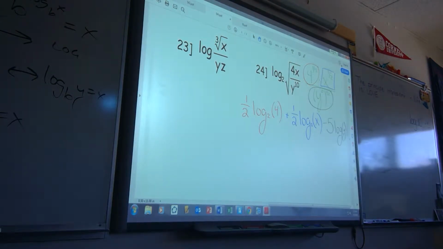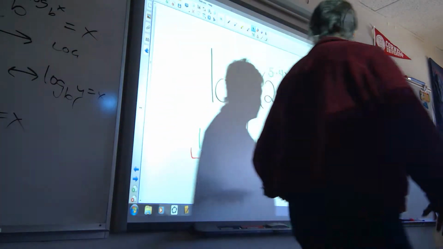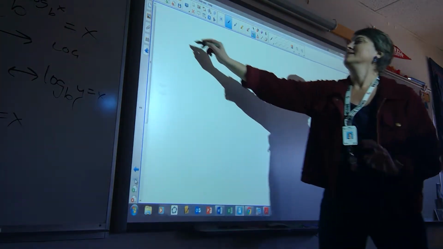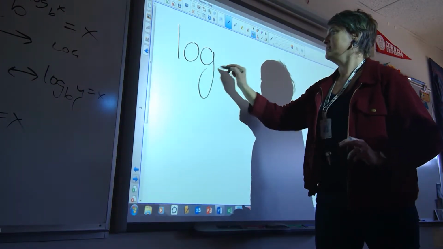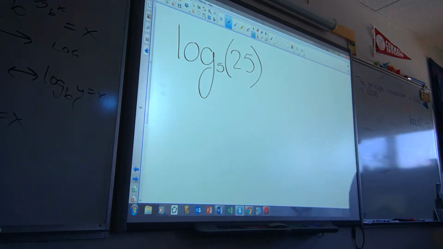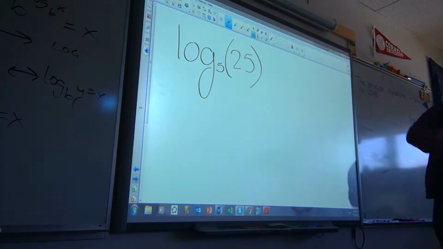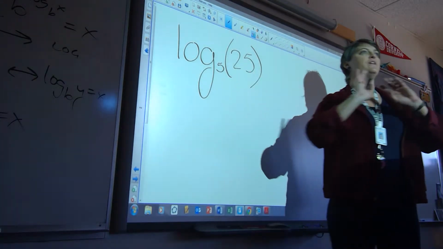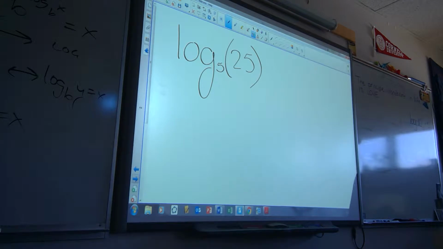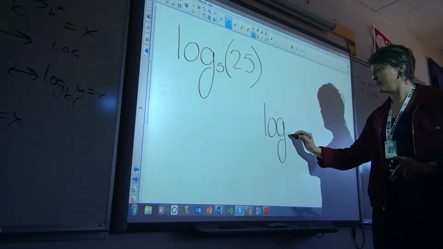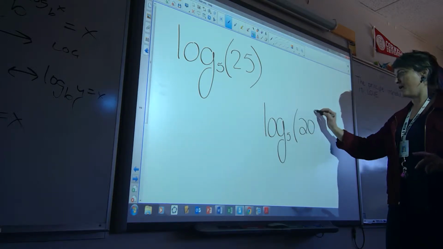Okay, so I want you to think back to a time before calculators. I know that's hard to imagine, but all right. This kind of log, I would call this an easy log, right? We can evaluate this. We know how to turn a 5 into a 25 with an exponent. It's a 2, okay? But what if we are working with this as our problem instead?